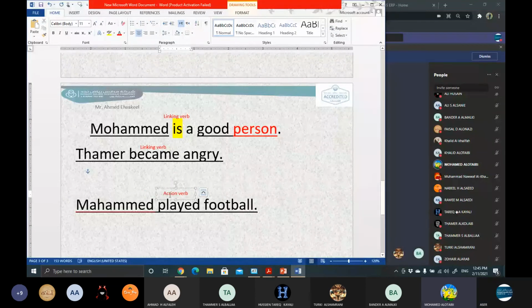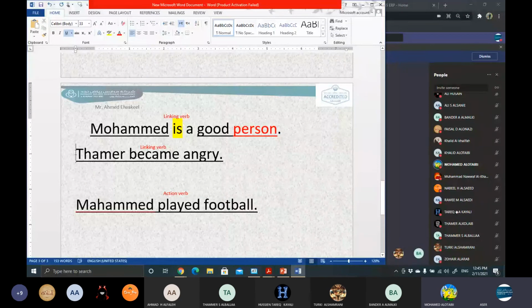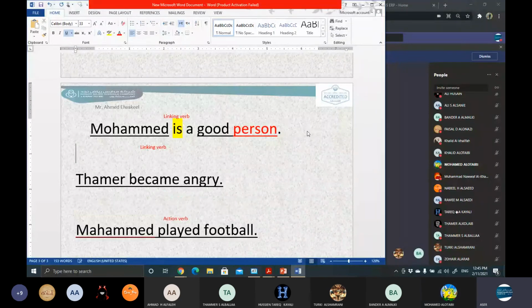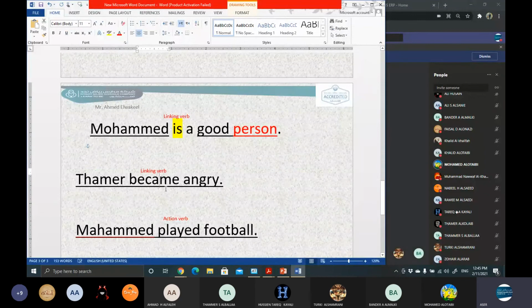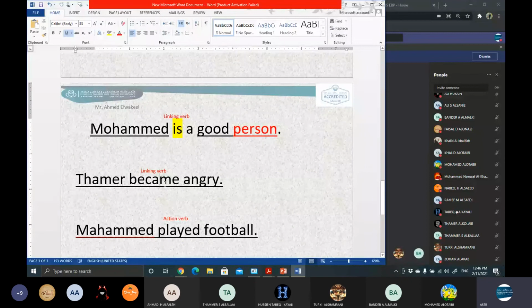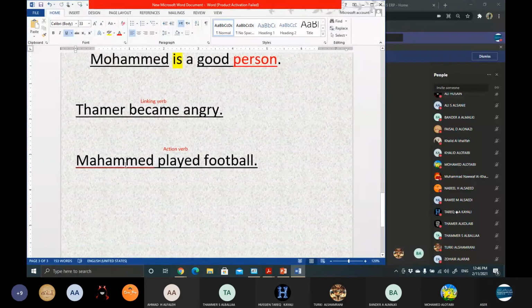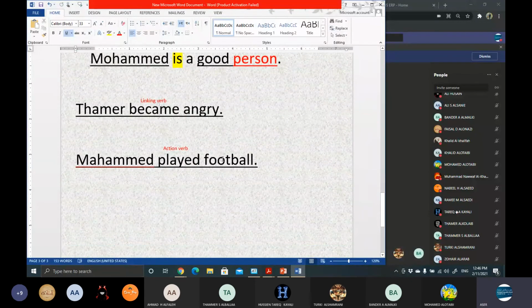So here, Thamir became angry. If I replace became by was, then it will make sense, so it's called a linking verb. On the other hand, Muhammad played football. Consequently, I cannot replace played by was and say Muhammad was football. It's impossible. So played is an action verb, not a linking one.